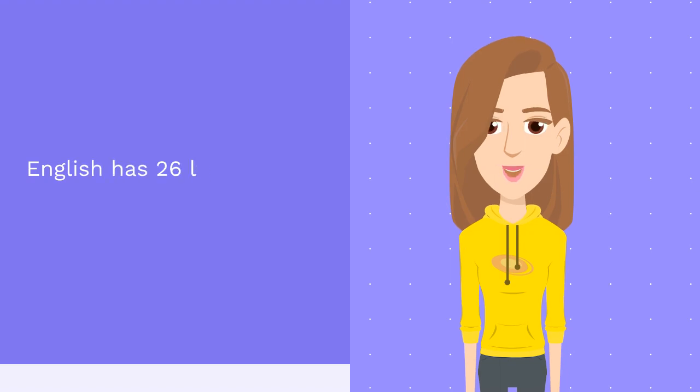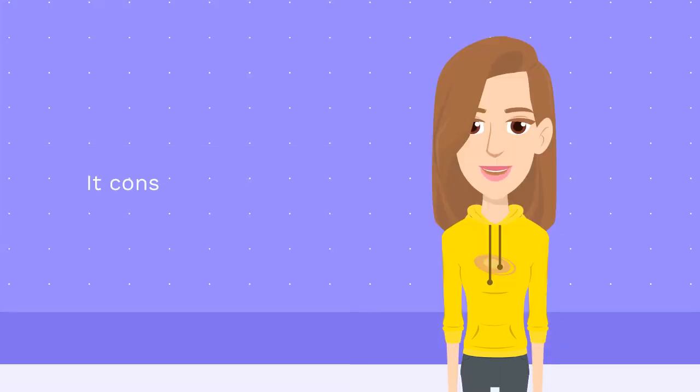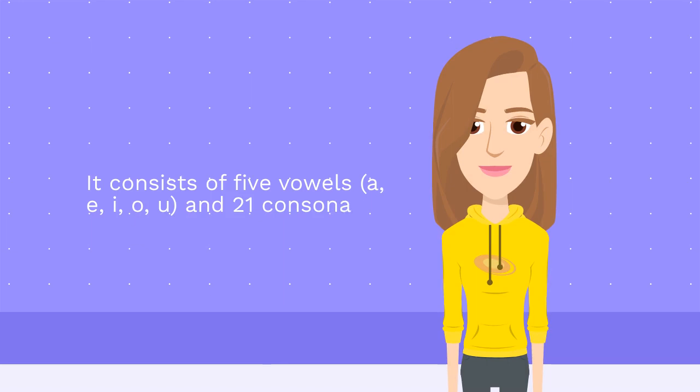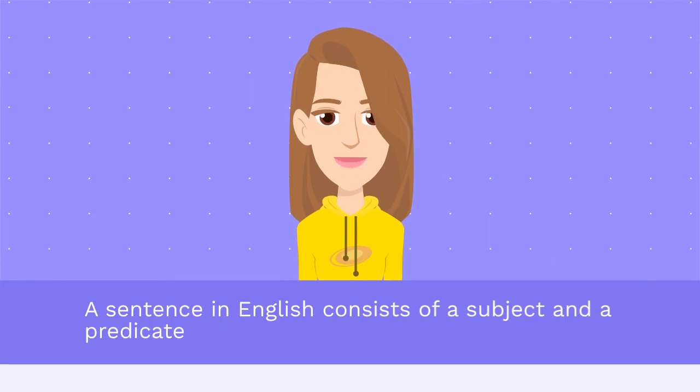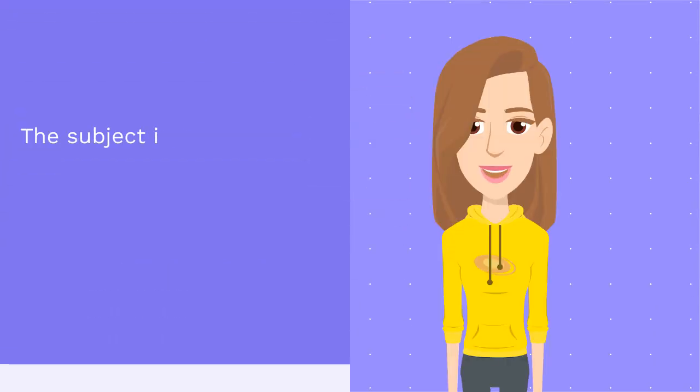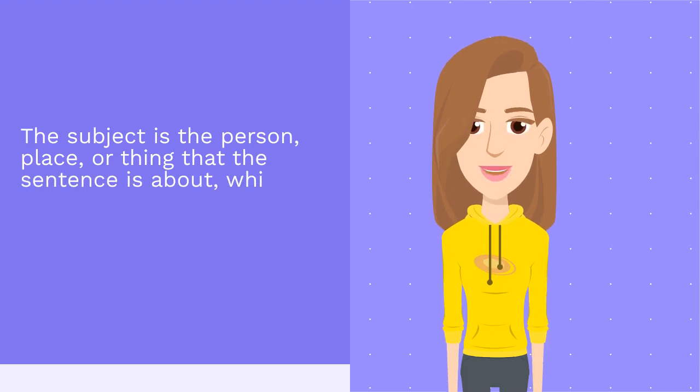English has 26 letters in its alphabet. It consists of 5 vowels, A, E, I, O, U, and 21 consonants. A sentence in English consists of a subject and a predicate. The subject is the person, place, or thing that the sentence is about, while the predicate describes what the subject is doing.